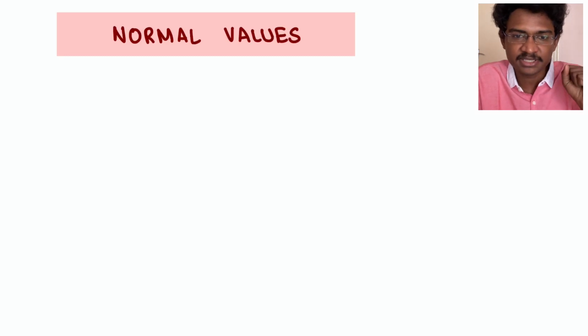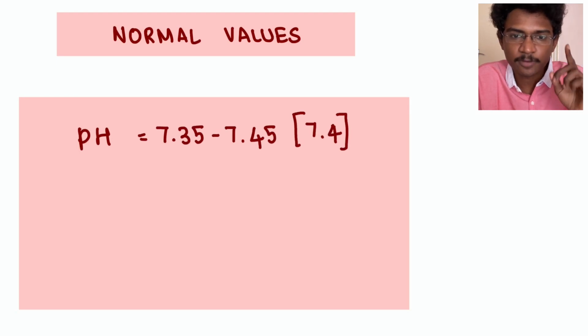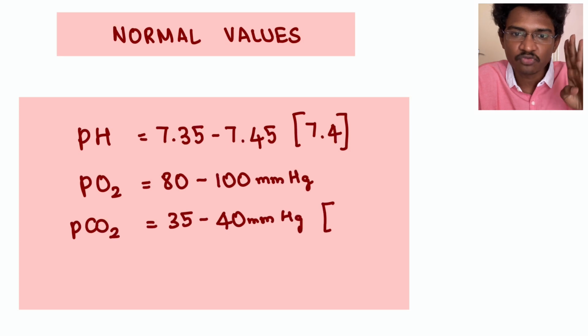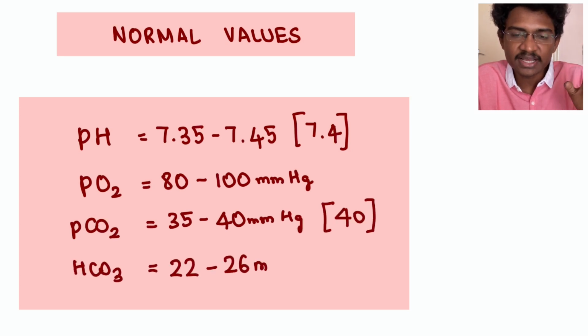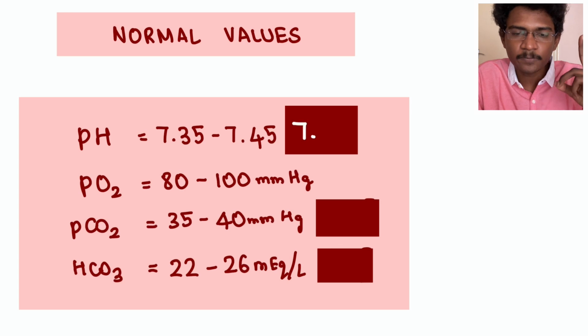First is pH. Normal pH is 7.35 to 7.45. Single value 7.4. Next, PCO2, carbon dioxide, 35 to 40. Single value 40. Next, bicarb, 22 to 26 milliequivalents per liter. Single value 24. So pH 7.4, PCO2 40, bicarb 24.